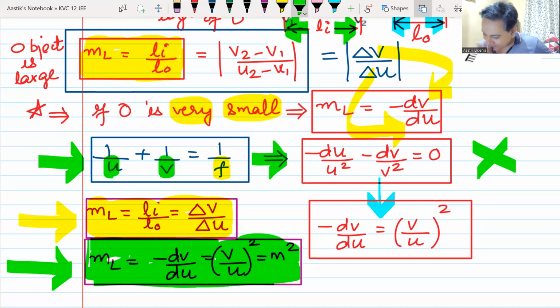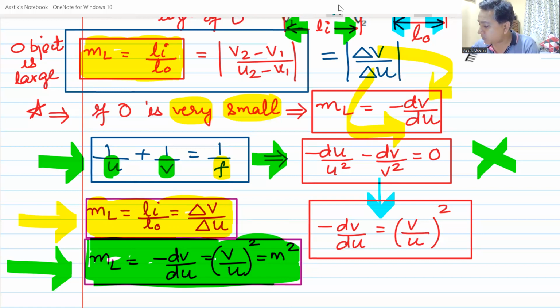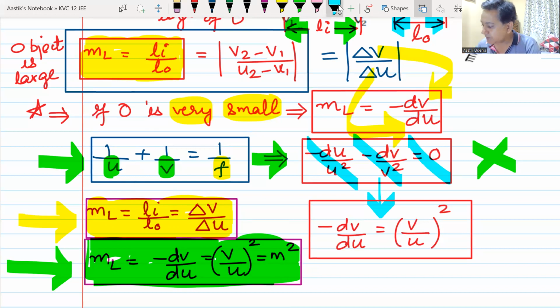Do we understand this? Anyone having any doubt? Remember, please let me know. I understand that you might be having doubt in this step. How did I get this step? The step that I am now crossing, it is irrelevant to the discussion. You don't have to remember that step. You just have to remember that minus dv by du will come as (v by u) whole square. Okay, do we understand this? This is the only thing that you should remember.